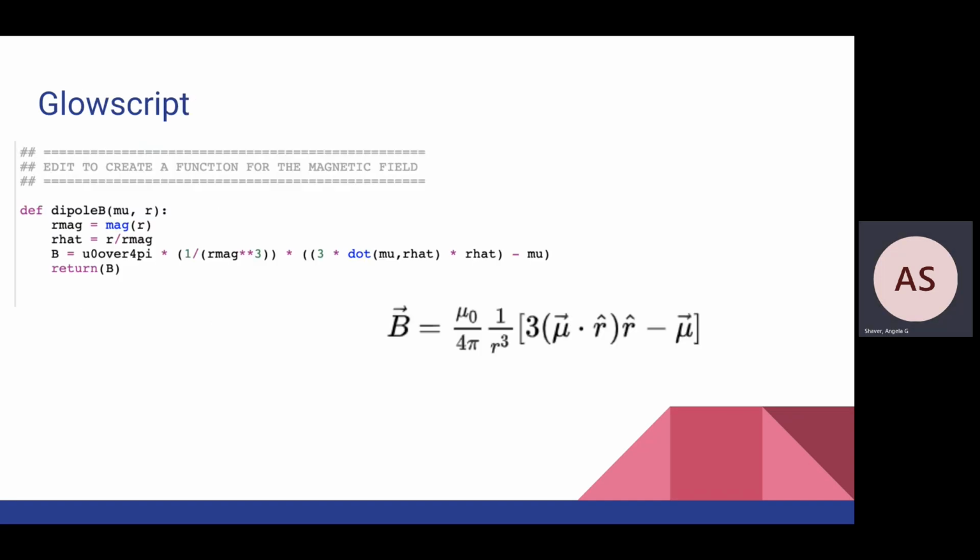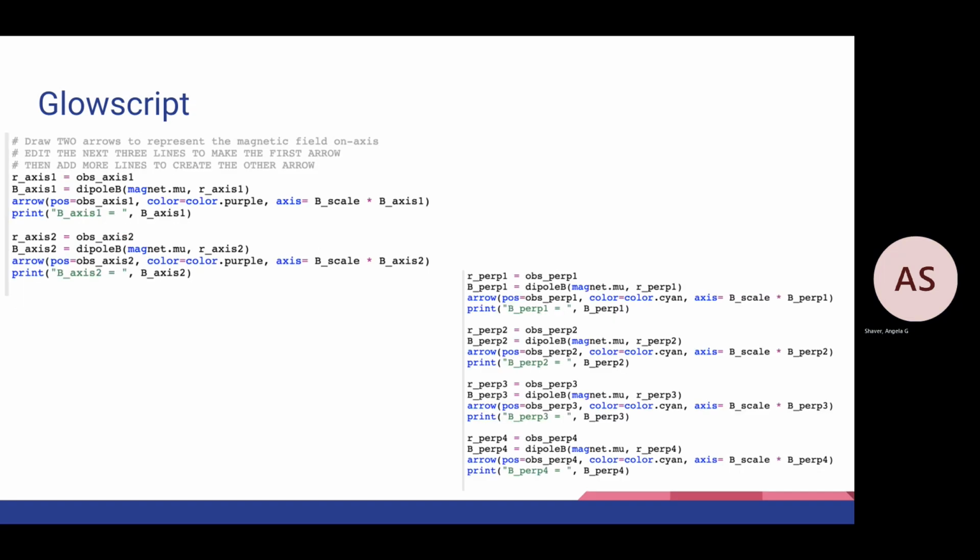Then moving on to my GlowScript model, the first thing I did was create this function to find the magnetic field of the dipole. I basically just translated this Biot-Savart law into the Python code here. And then this part of the code shown on the left is creating arrows for the on-axis magnetic field. The code on the right side of the screen is creating arrows for the perpendicular magnetic field. And then you can see that the on-axis arrows are shown in purple and the perpendicular axis is shown in cyan.